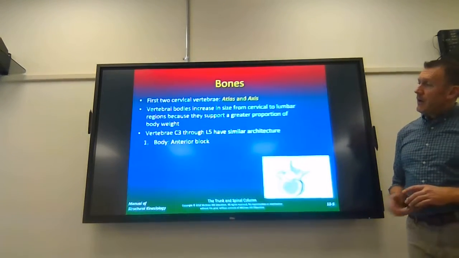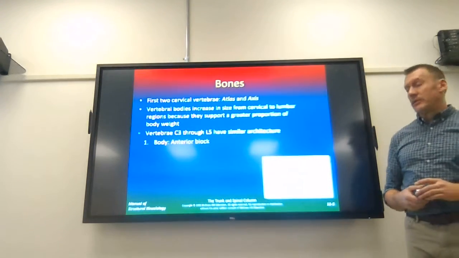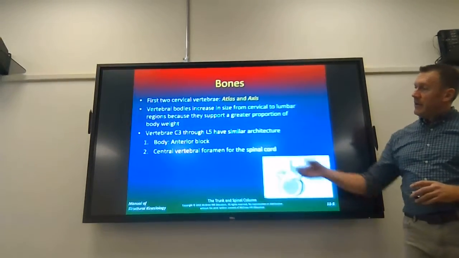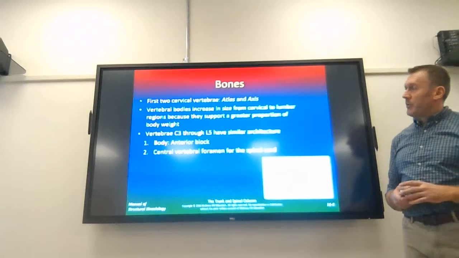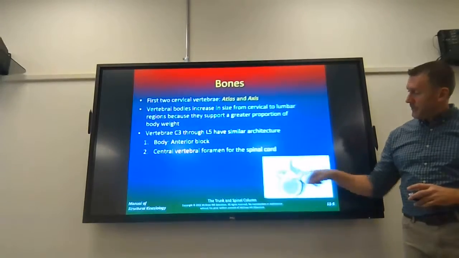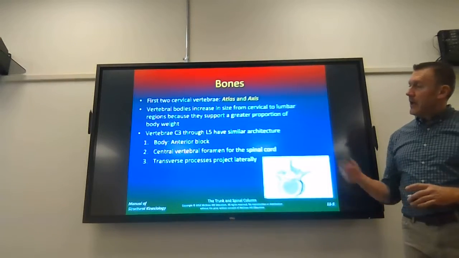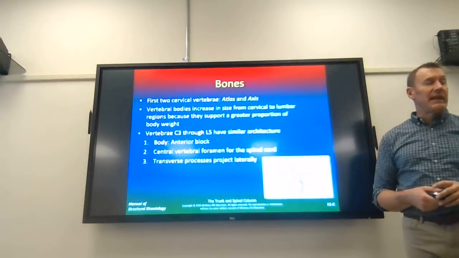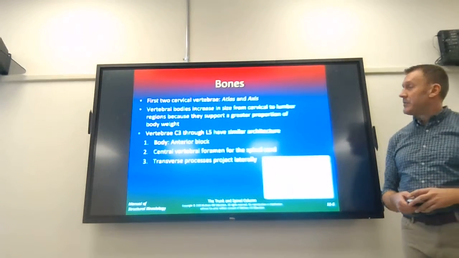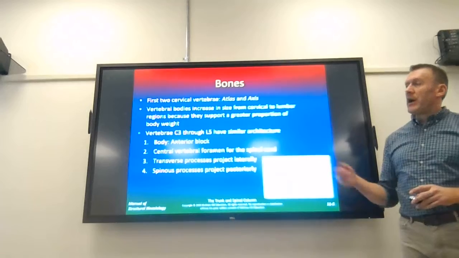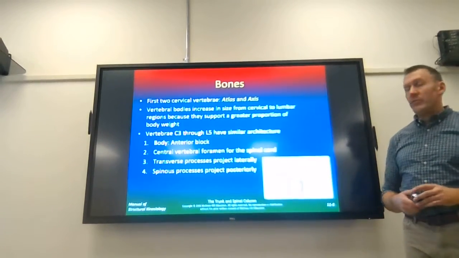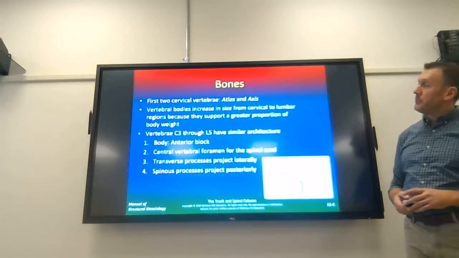So there's the anterior part, which looks kind of like a block. And then the central vertebral foramen for the spinal cord, so that's this part right here. The transverse processes project laterally, so here and here. That's important for muscle attachment. And then the spinous process projects posteriorly, so also very important for muscle attachment.